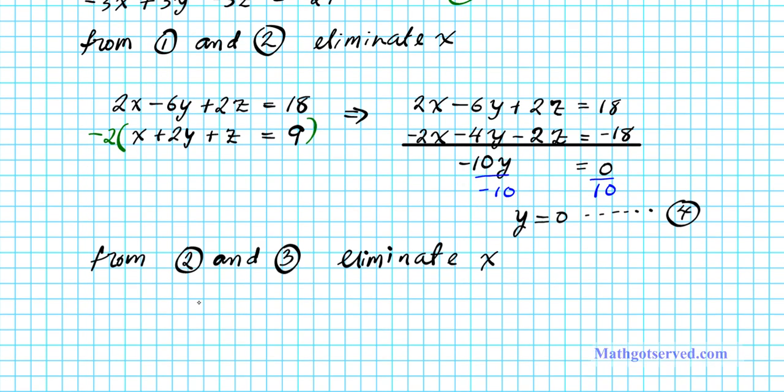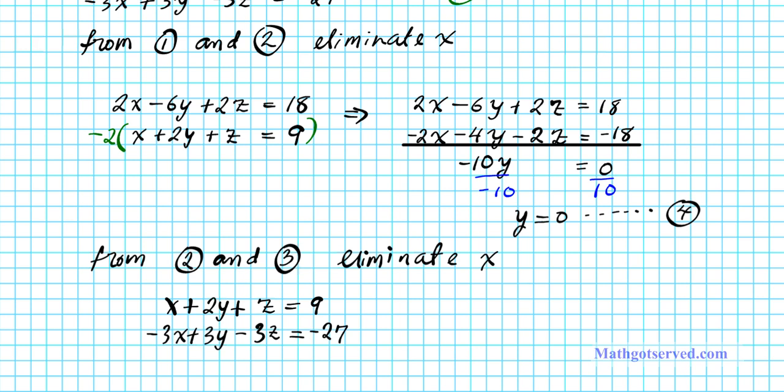So let's go ahead and write down equation 2. Equation 2 is x plus 2y plus z equals 9. And then equation 3 is negative 3x plus 3y minus 3z equals negative 27.